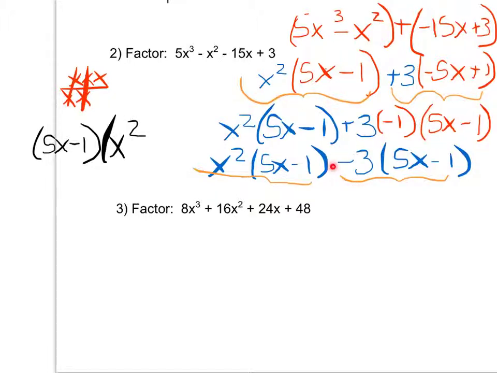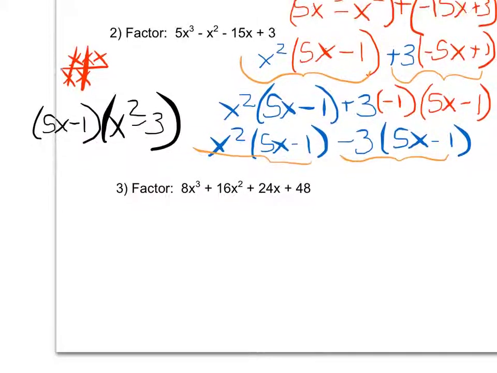And when I take a 5x minus 1 out of this term, I'm left with just a minus 3. So again, my goal is to get a multiplication problem. And notice that I do have multiplication happening between these 2 terms here. So I have correctly factored my expression. I would like to look at one more example.